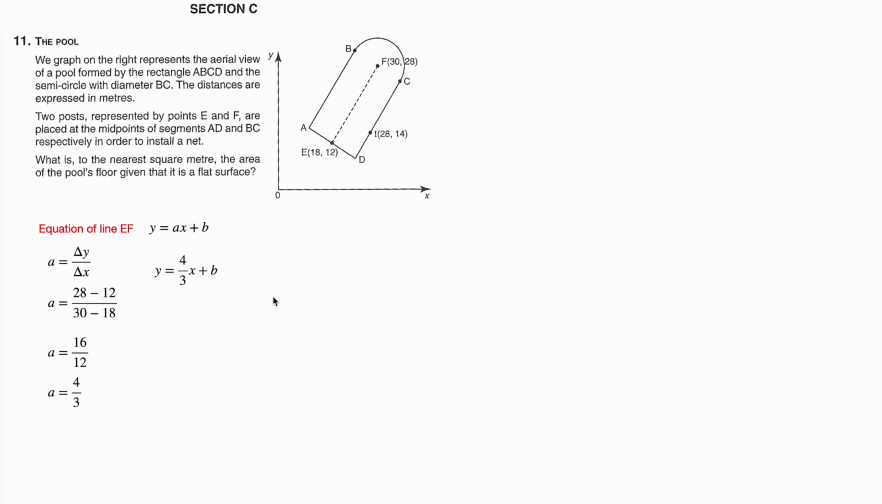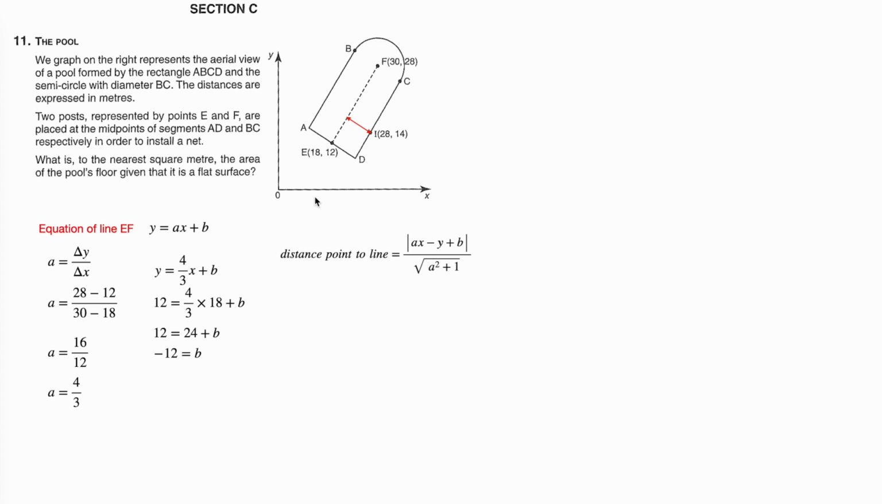Then to figure out the B, I'm going to plug in a point that we know. I'm going to take the 18, 12, replace the Y with 12, replace the X with 18. That gives us 4 times 18 divided by 3 is 6. It's 24. Subtract 24 from both sides. That gives us negative 12 is equal to B. Our equation is now Y is equal to 4/3 X minus 12.